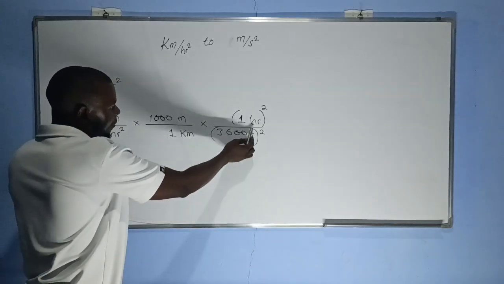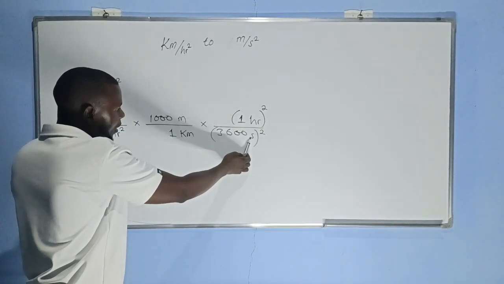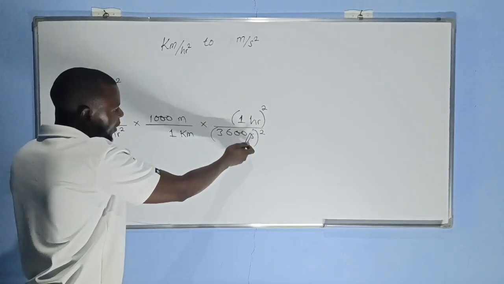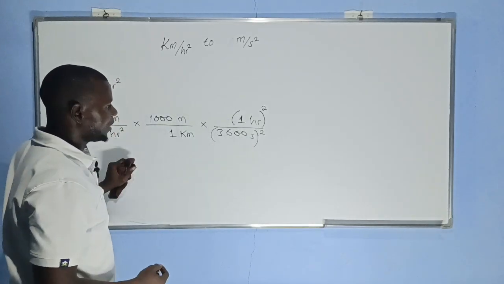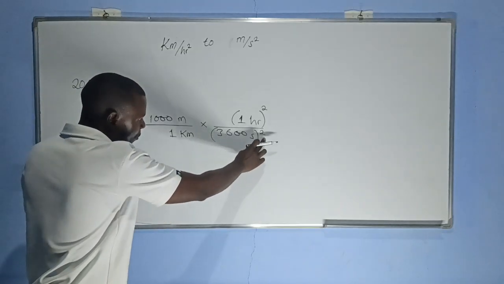When we say hour squared, this will give us square hour. When we say second multiplied by another second, it will give us square second. But that doesn't leave out the values. The values are also squared.